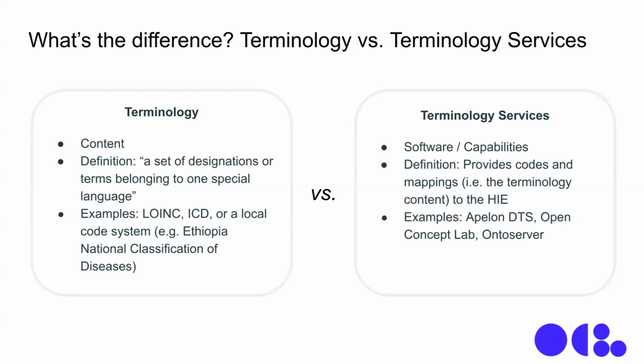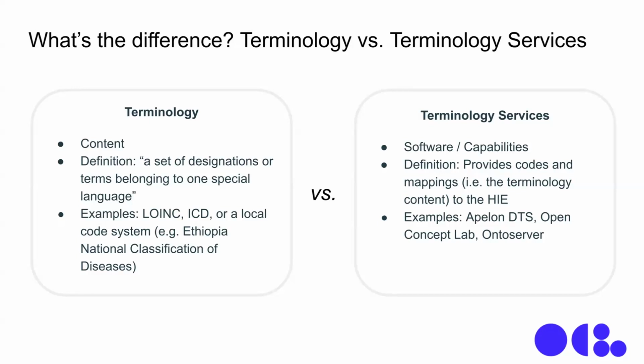And so to start, I want to distinguish between these two. So terminology is the content, it's the language, it's a set of definitions or designations that are systematically managed and curated. And we just talked about several examples like LOINC and ICD and SNOMED, and there are many, many more available in the world. So terminology services, though, that is the software or a set of capabilities that you want to make available in your enterprise or in your HIE, and that provides your terminology content in useful ways and standards-based representations to your HIE.